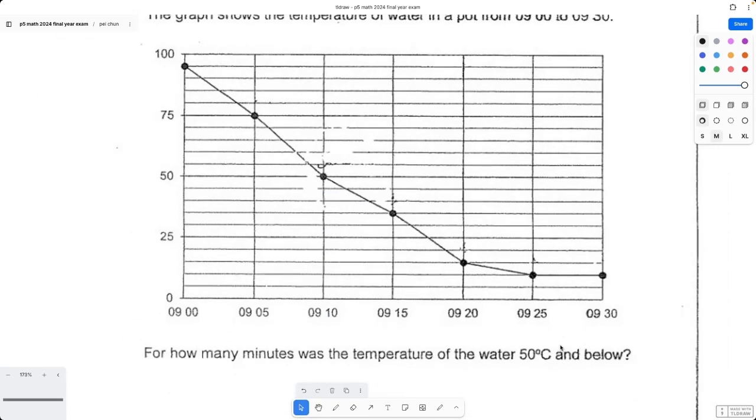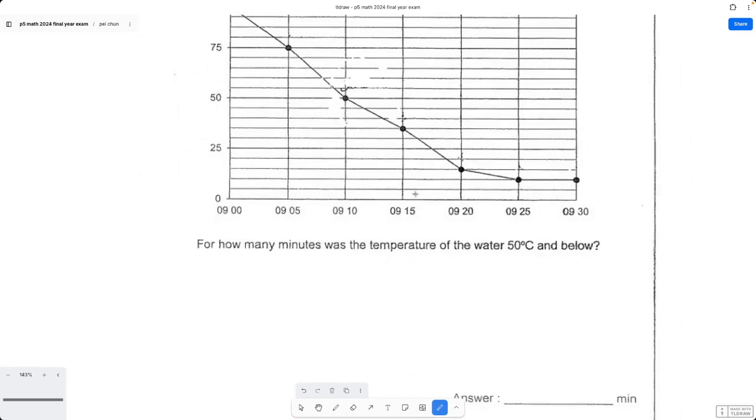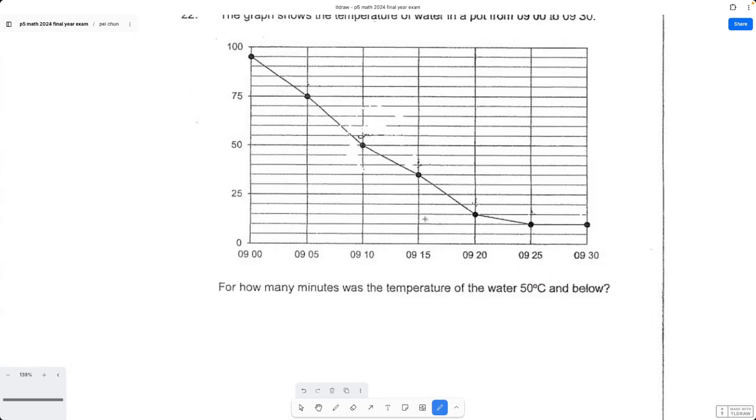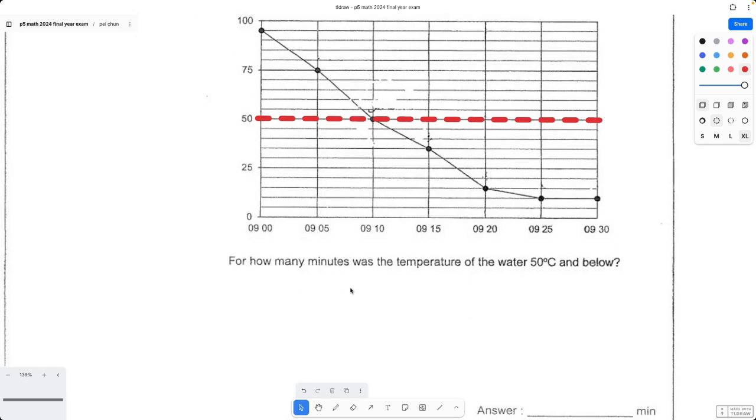The graph shows the temperature of water in a pot from 9 a.m. to 9:30 a.m. How many minutes was the temperature of the water 50 degrees and below? What we're going to do is draw the line at 50 degrees, like this. You don't have to measure everything. This is the cutoff line. So how many minutes was the temperature 50 degrees and below? It started out.